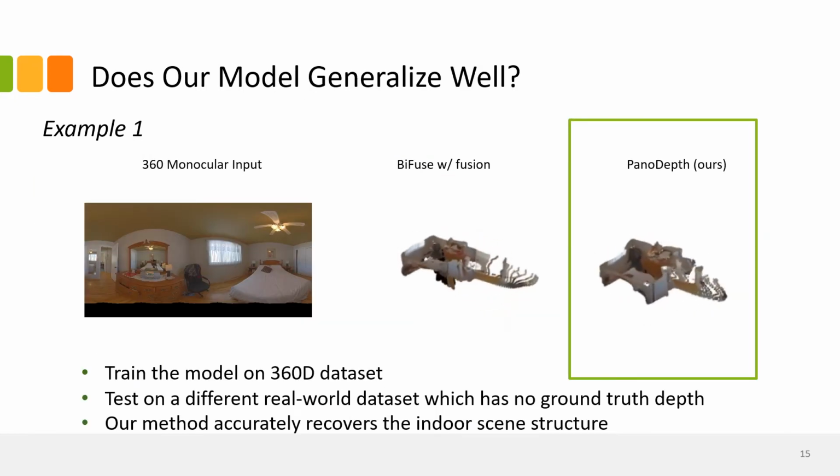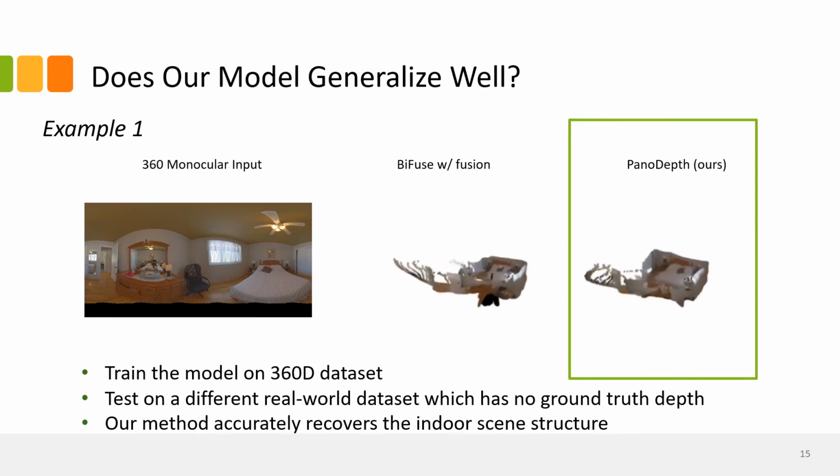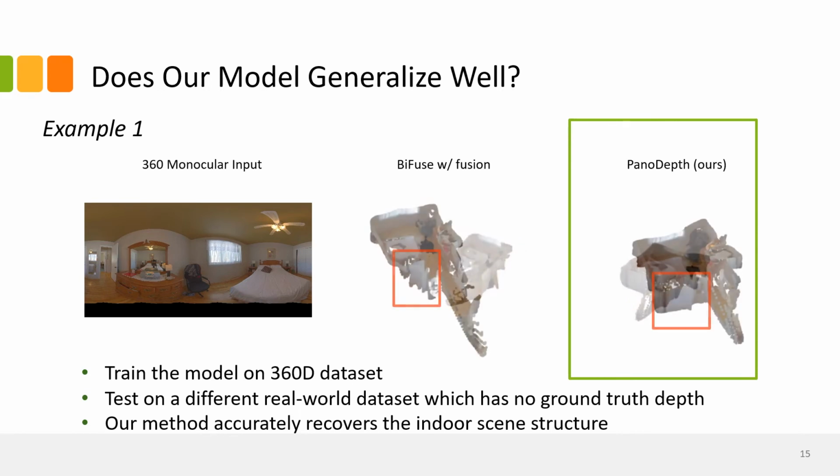We also conduct generalization testing to see how well our PanoDepth generalizes, especially on real-world datasets. We train the model on 360D and test the model on a different real-world dataset, Laval, which does not have ground truth depth. As we can see, our method can recover the indoor structures more accurately compared to the current state-of-the-art. More specifically, in this example, we can see that our estimated model has all 4 straight walls and sharp edges, while the current state-of-the-art failed.